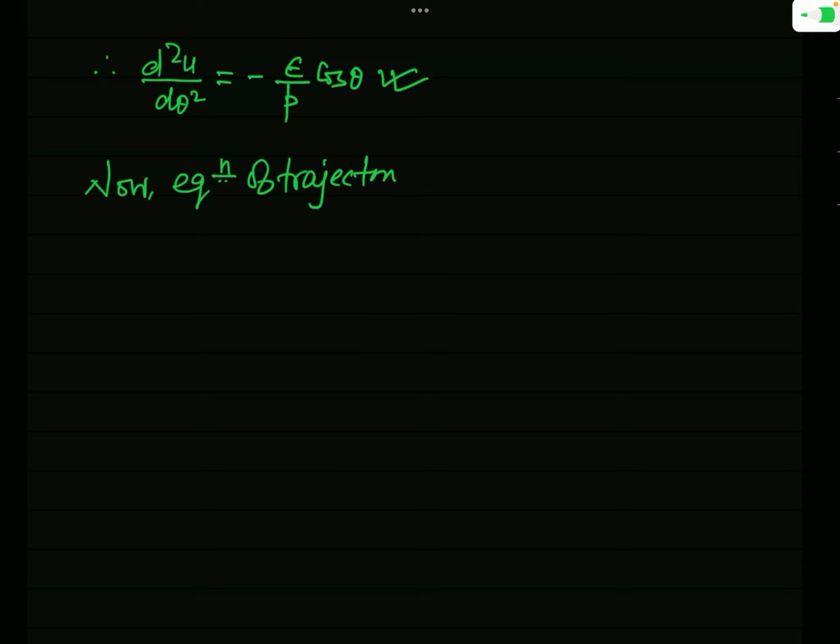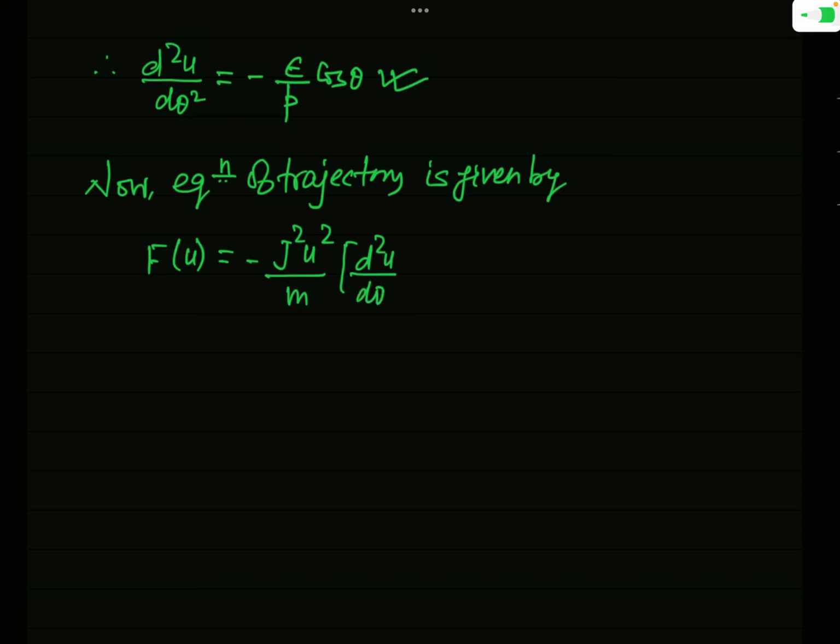The equation of trajectory or orbit is given by, since we have to find the force, so I am just writing directly the expression for force in terms of the equation of trajectory. So you know f of u is equal to what we have just seen: minus j² u² over m times d2u/dθ² plus u.